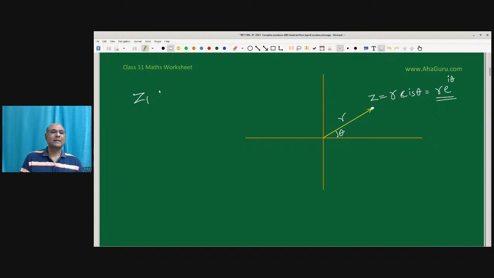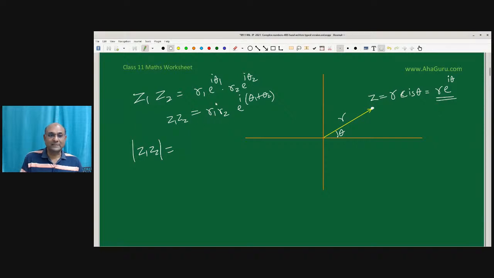If you know this, then z1 z2 is r1 e power i theta 1, r2 e power i theta 2. So that is basically r1 r2 e power i (theta 1 plus theta 2) from exponents. So therefore, modulus of z1 z2 is modulus of this, right? Modulus of this is just r1 r2. What is r1? Modulus of z1, and modulus of z2 is r2. Because what is modulus of r e power i theta? r, because modulus of e power i theta is 1.